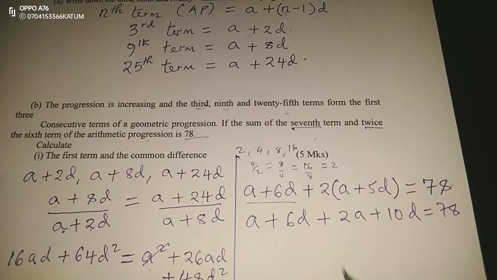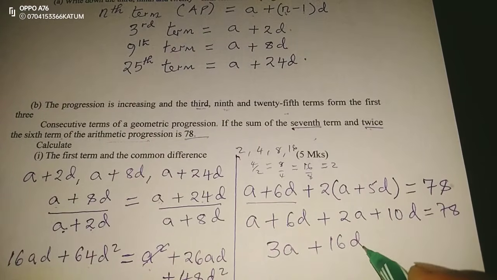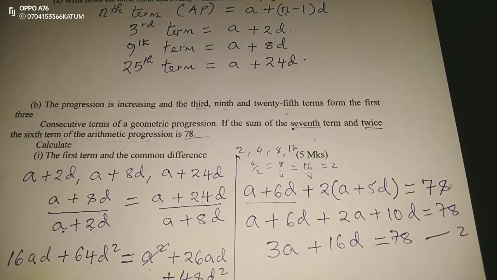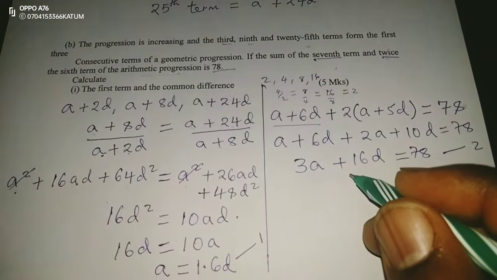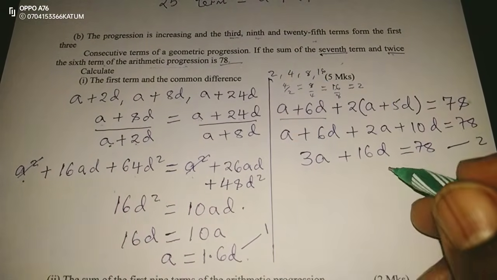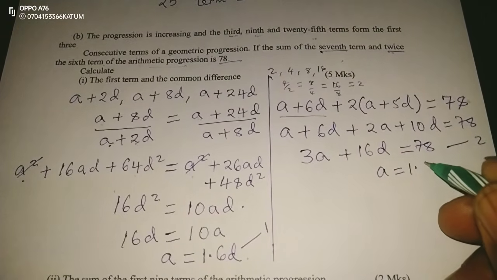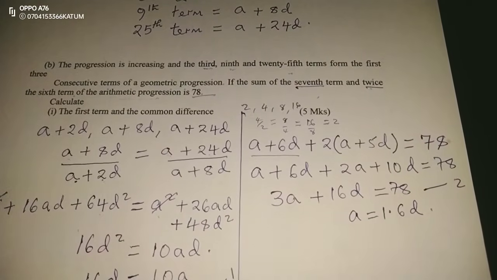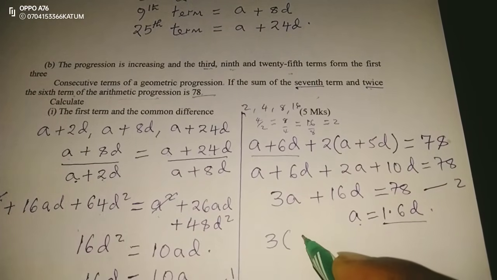At that point, we can group like terms together: 3a plus 16d is equivalent to 78. So we can call this the second equation. And when we solve it simultaneously using the first one, remember the first one says that a equals 1.6d, from equation 1. So we can use substitution, such that where we have a in the second equation, we substitute with 1.6d.